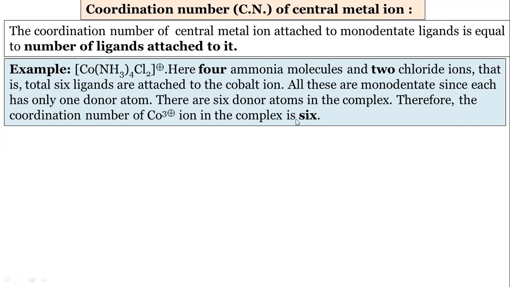So we will take one example here. See, in the square bracket, cobalt is written. It is the central metal atom, and see how many ammonias are there.